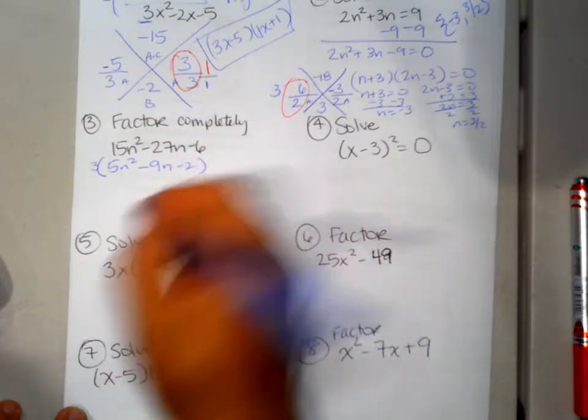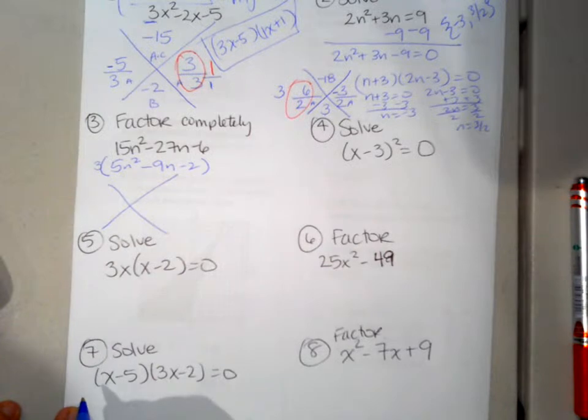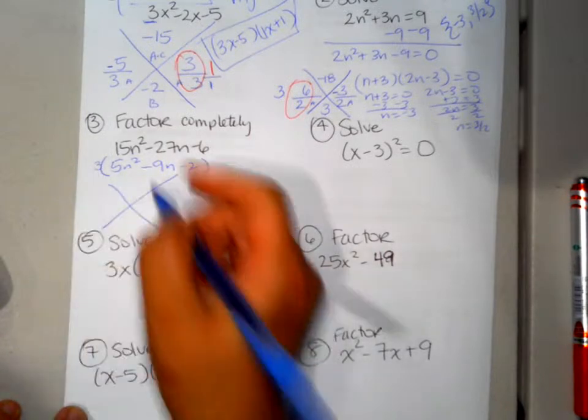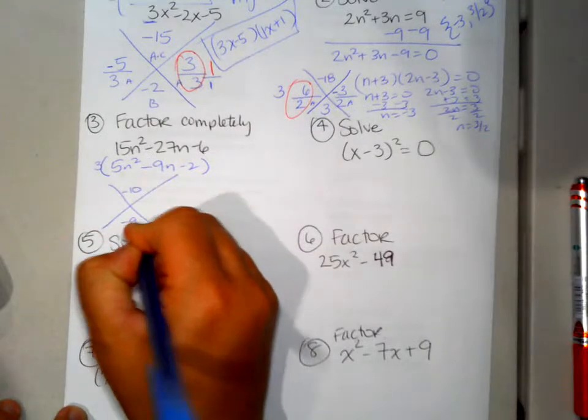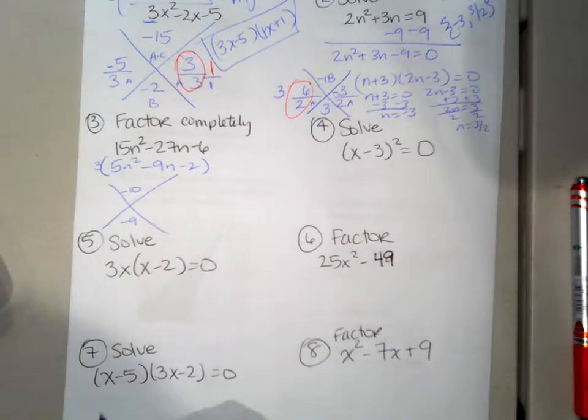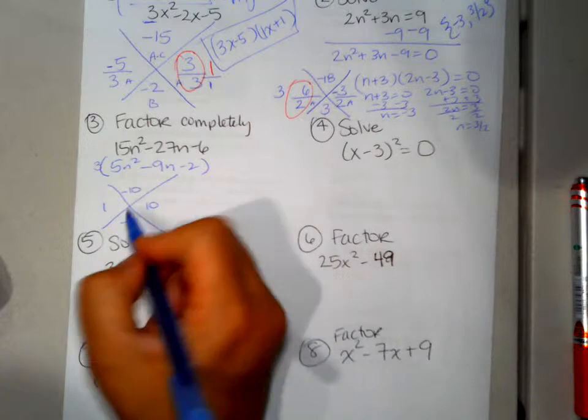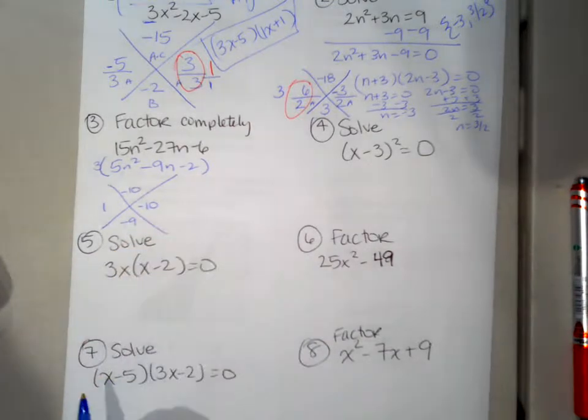Once you're here, factor that. Don't forget about this 3. You're going to leave it there until the very end. So we're going to get negative 10 and negative 9. And I'm looking for factors of negative 10, which are pretty easy because it's 1 and 10 and 2 and 5. So 1 and 10. I need negative 9, so my 10 has to be negative.